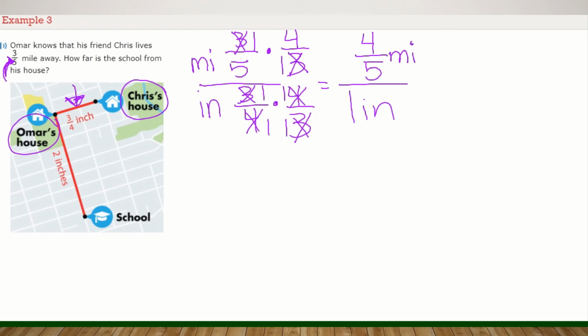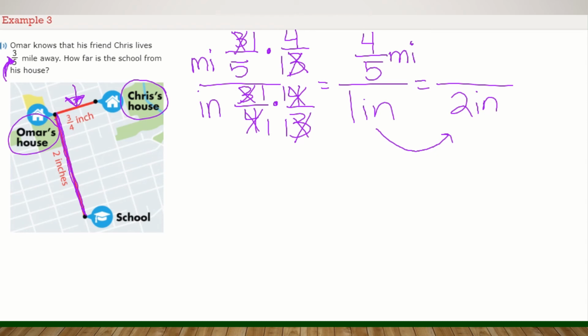Now the question is, how far is the school from the house? Well, we know on this scale drawing or this map, it is 2 inches away. So what do we have to do to figure out how far it is in miles? Well, we found out the unit rate. 1 inch is actually equivalent to 4/5 miles. So we're trying to get inches to 2.